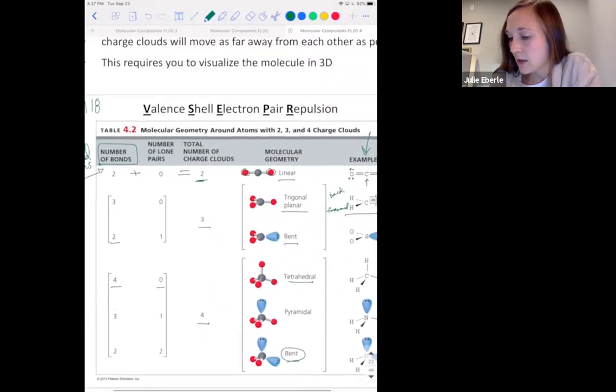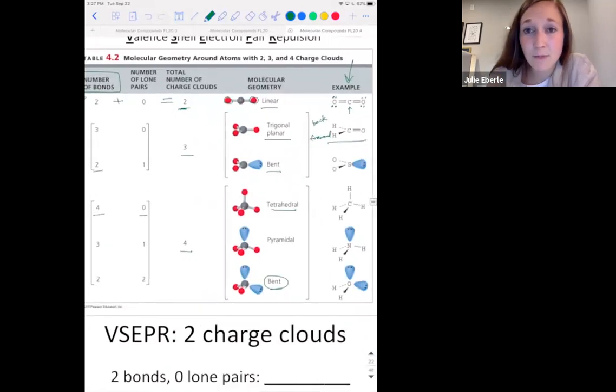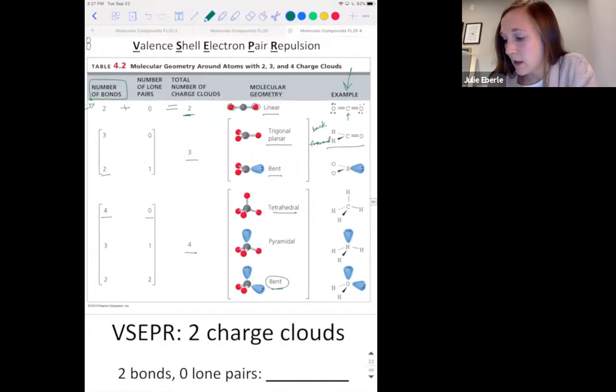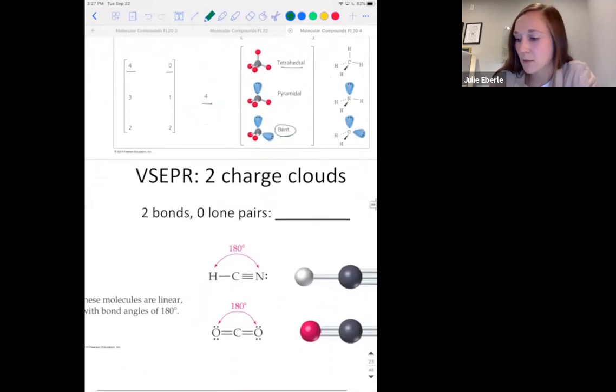And then 3 bonded atoms, 1 lone pair. Let's see, nitrogen. Nitrogen is pyramidal almost all the time. I say almost because not always, but a lot of the time it is. And then I already talked about this bit. So we're actually going to review everything we just went over in this table in these coming slides.